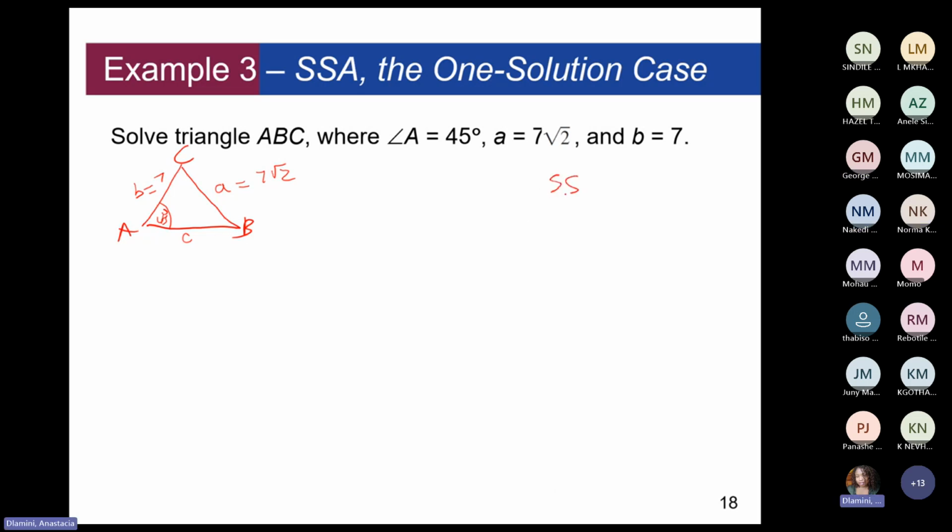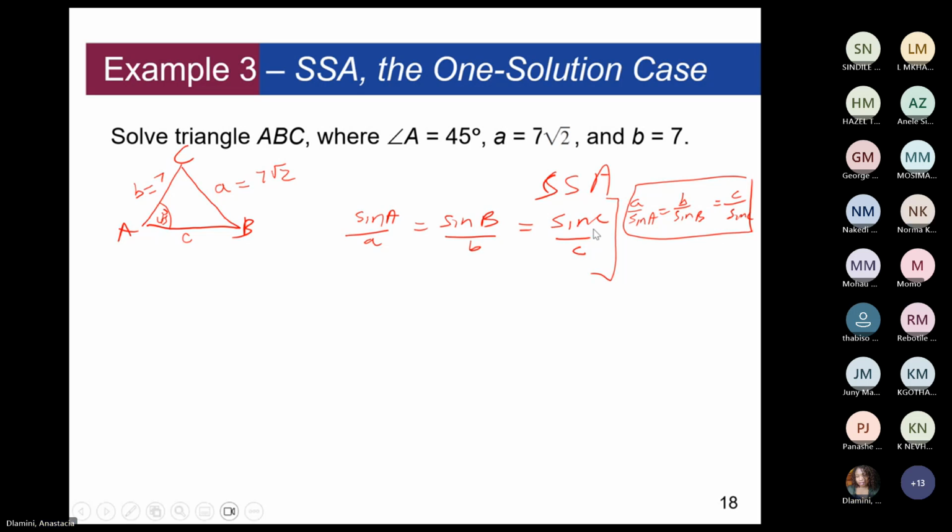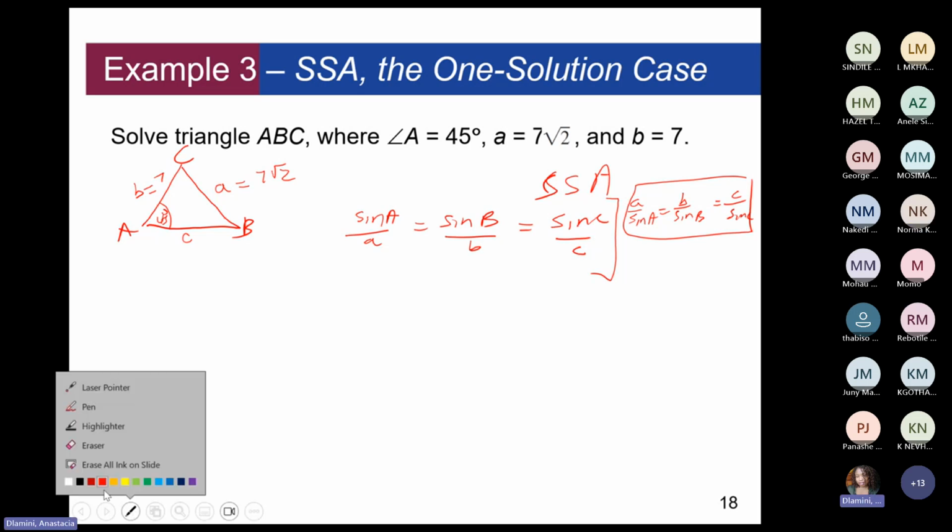Yes. Thank you. So we have a side and an angle. Good. So meaning that we can use sine A over a equals sine B over b equals sine C over c. Remember I said you can also write this as a over sine A equals b over sine B equals c over sine C, whichever you're comfortable with. Okay, then what?